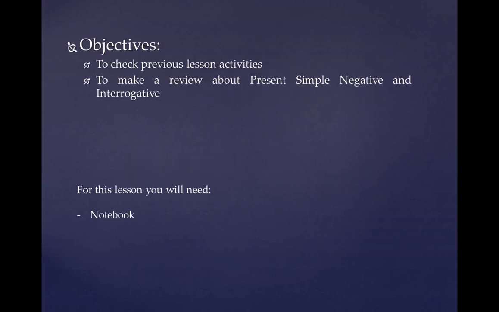The objectives for this lesson are to check previous lesson activities and to make a review about present simple negative and interrogative. For this lesson you will need your notebook. Please write the date and the objective in your notebook too.